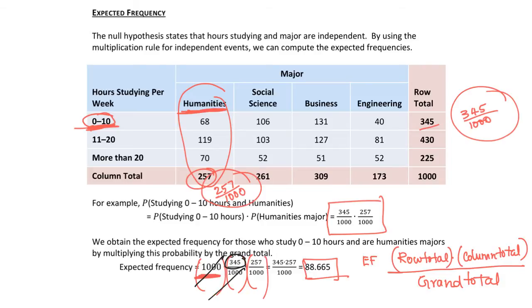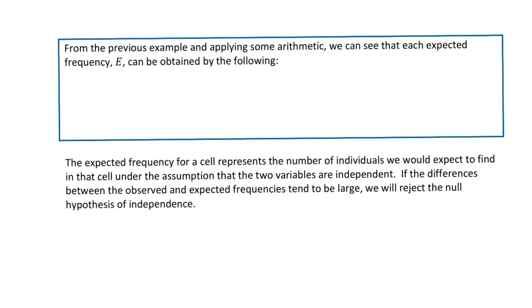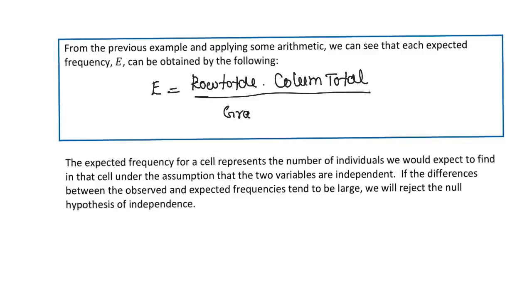So 345, that is the row total, 257, that is the column total, and 1000, that is the grand total. So we can apply this formula. I'm just rewriting the formula in the previous example: expected frequency is row total times column total divided by the grand total.